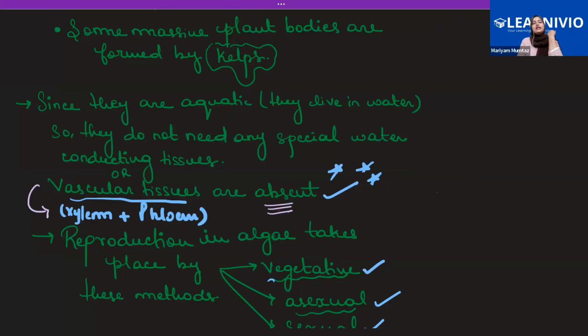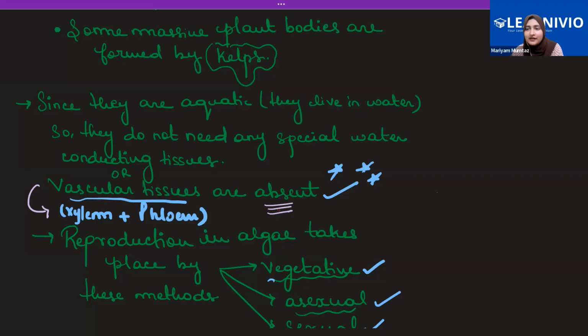What is the function of xylem and phloem? Xylem transports the water throughout the plant, and phloem transports the food produced by the plant throughout. Very good. So that is the function of xylem and phloem. So these xylem and phloem are absent in them. So we call them avascular plants.